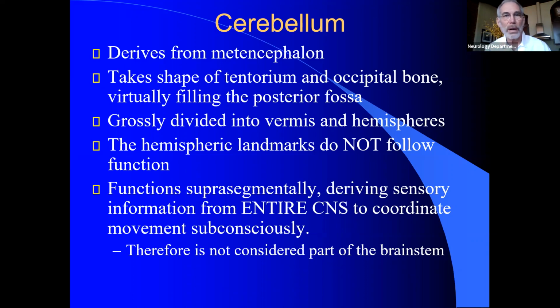So this is cerebellum, and we know that the cerebellum is derived from the metencephalon, not the myelencephalon, and not the mesencephalon either, for that matter. The shape of the cerebellum grossly is just because it fills the entire posterior fossa. It takes on the shape of the posterior fossa, which is a combination of bone and tentorium. It just fills it, and that's all there is to it.